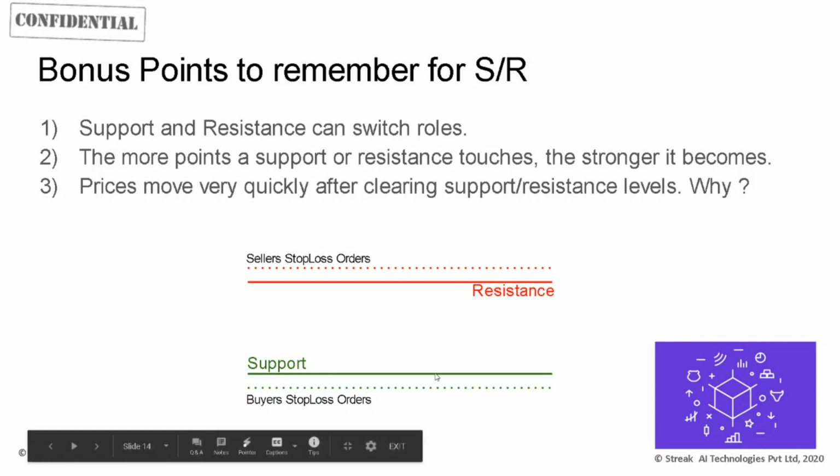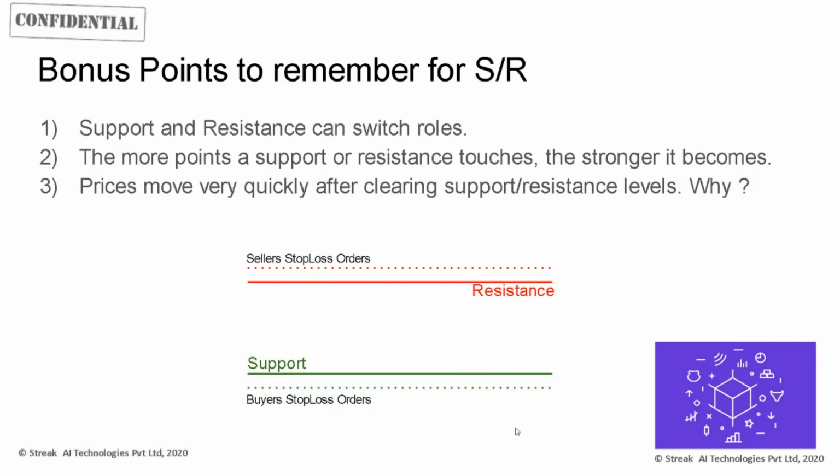Similarly, for support levels, if somebody has taken a long position after the price has bounced back from the support, they will place their stop loss sell orders somewhere over here, which is why when the price breaks the support level and closes somewhat below this level, the stop loss orders are hit and the price explosively moves downwards, right? So these were some of the bonus points, some of the important points that I would like to share with you all about support and resistance.